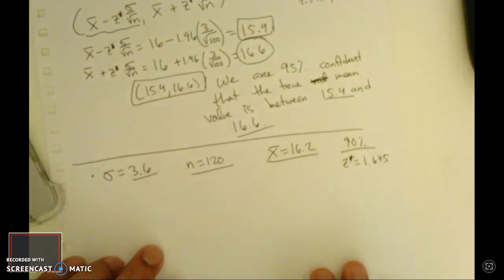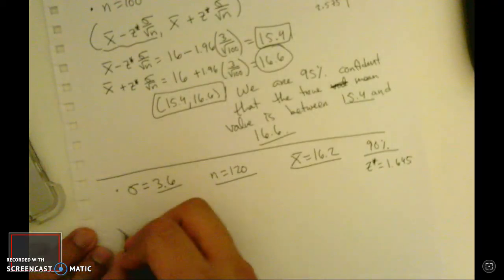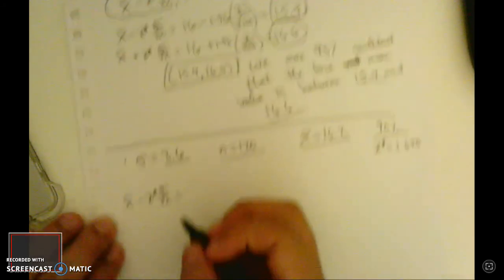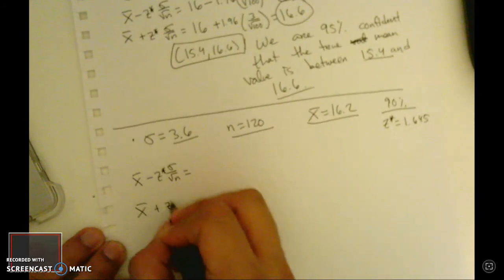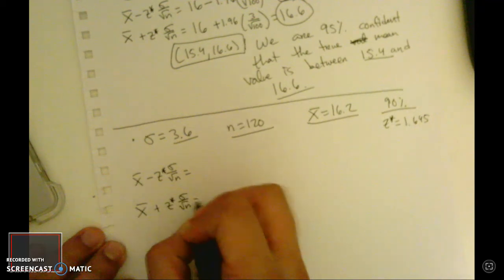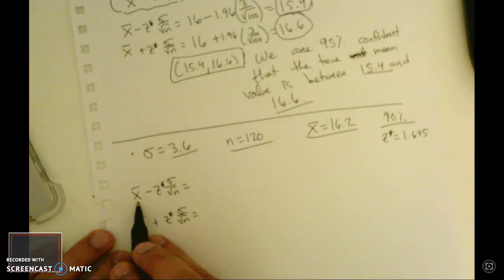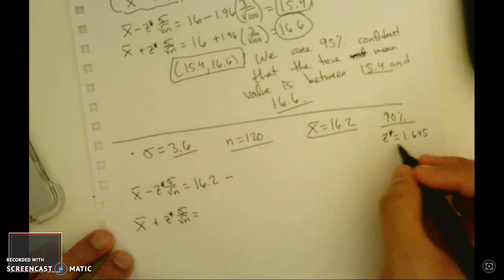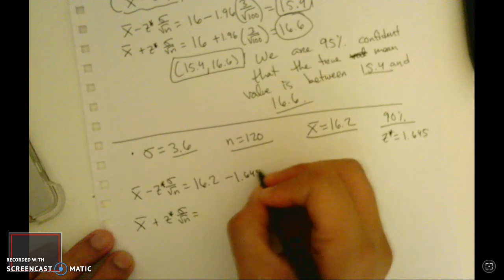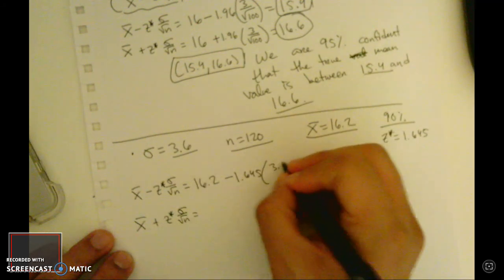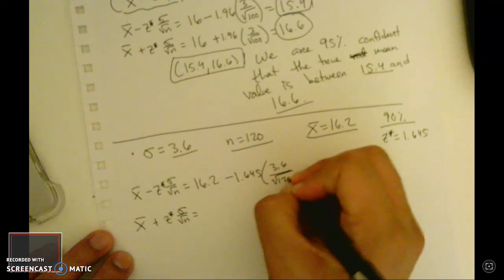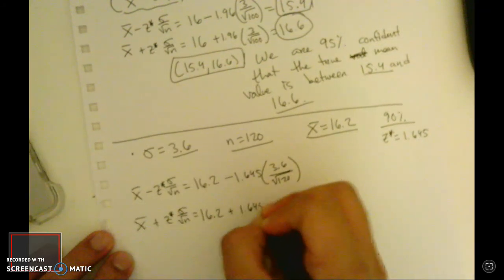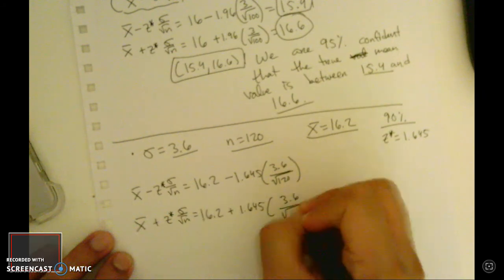Okay, so I'm going to do the same thing that I did before, right? I'm going to try to figure out what X bar minus Z star sigma over square root of N is. And I need to figure out also what X bar plus Z star sigma over square root of N is. So I need to figure out where the true value is. X bar, in this case, is 16.2 minus Z star, 1.645, times sigma 3.6 divided by square root of N, which is 120. And do that for the minus, and I'm also going to do that for the plus: 1.645 times 3.6 over square root of 120.